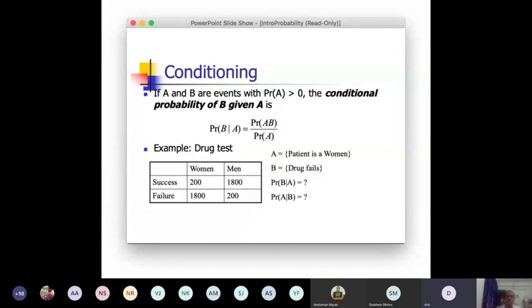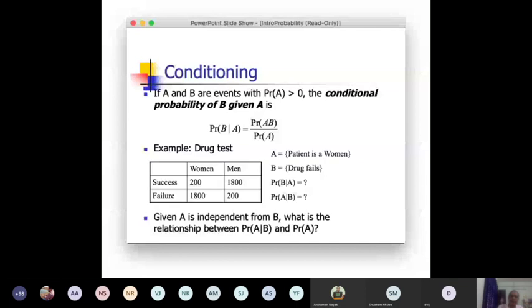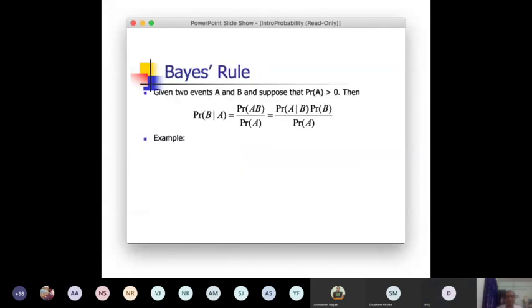Sir, both are the same. It's interesting, but that doesn't mean it will always be equal. Given A is independent from B, what is the relationship between probability of A given B and probability of A? That is another question. Equal. Very right.